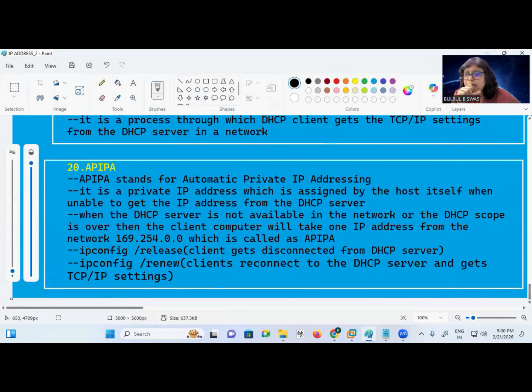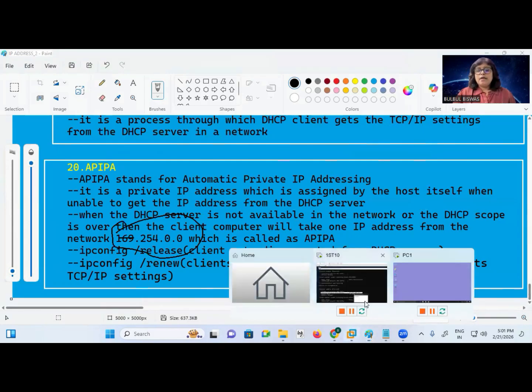If for some reason my client gets disconnected from the DHCP server, don't worry. The client will not be IP-less. Is it clear? So the client itself gets an IP address from its own base. From which network? That is 169.254. This is the IP range which is kept inside the host in the operating system. The moment the client senses that it is not getting an IP address from the DHCP server, the client itself will take one IP address from this range, 169.254.0.0. And this IP address we call APIPA.